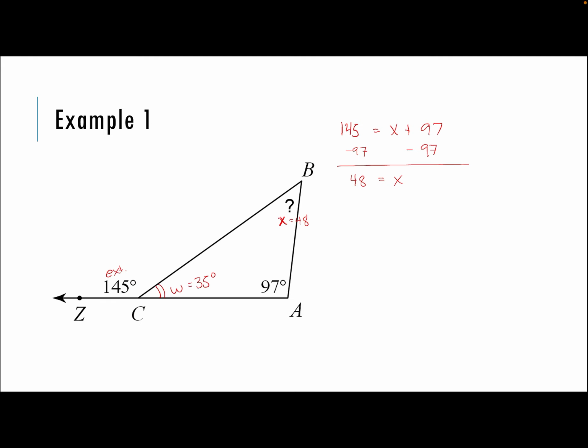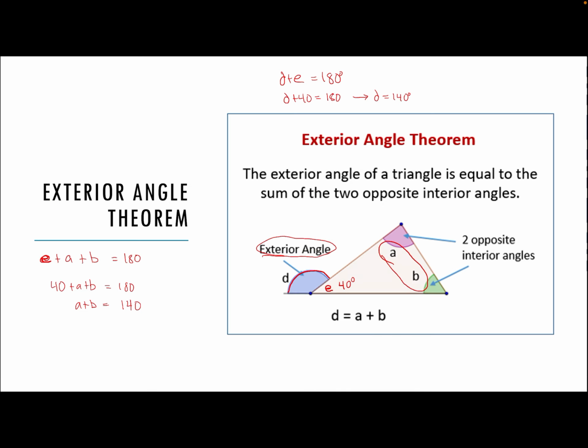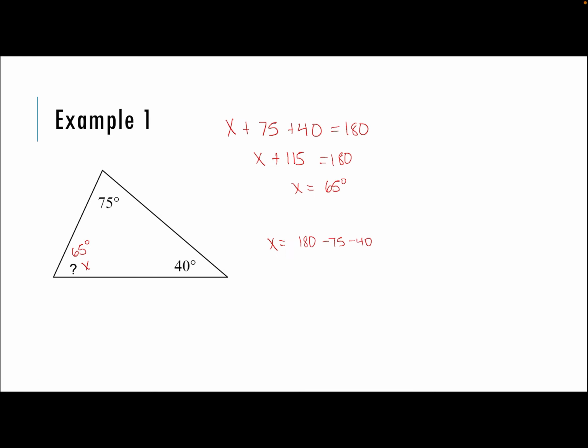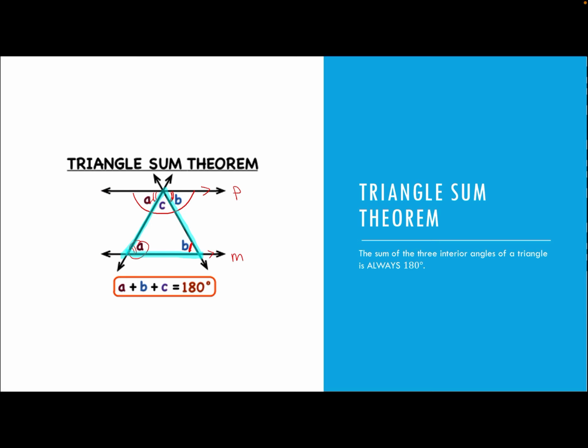So a quick recap of the two theorems we covered. The exterior angle theorem: an angle on the outside of a triangle is always going to equal the sum of the other two angles that are not adjacent to the exterior angle, or just the two opposite interior angles. So that's the exterior angle theorem. And the triangle sum theorem is the sum of the three angles inside of a triangle always adds to equal 180 degrees.